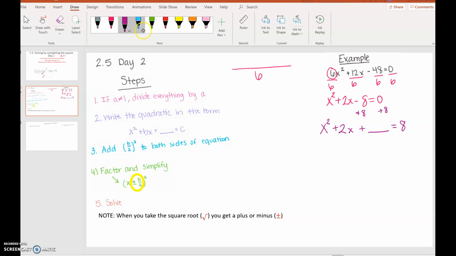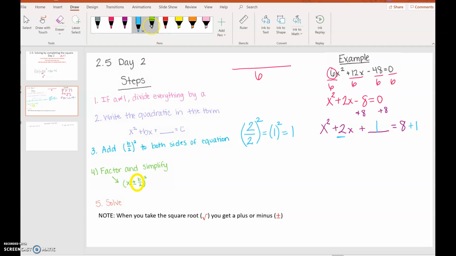Then next we're in step 3, where we're going to add b divided by 2, squared, to both sides. So b is 2, so we have 2 divided by 2 squared. 2 divided by 2 is just 1, and then square that and it's just 1. So we're going to add a 1 here and we have to add a 1 here. That's to keep our equation equal.